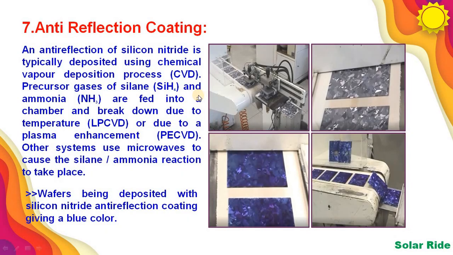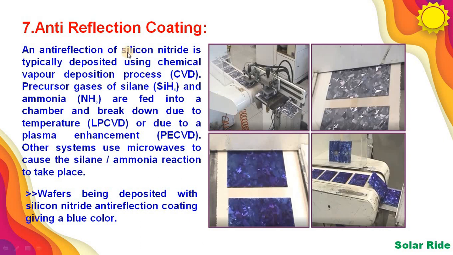The next process is anti-reflection coating. Why do we need anti-reflection coating for solar cells? It decreases the reflection and increases the absorption of light into the cell. That's why we are using anti-reflection coating. Here mostly solar cells have a blue color, thick blue or light blue. Why do we need blue color? The light absorption capability is higher only for light blue and thick blue colors.